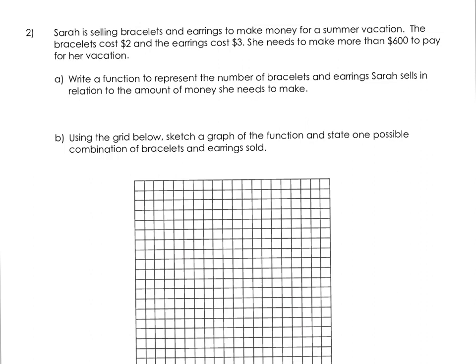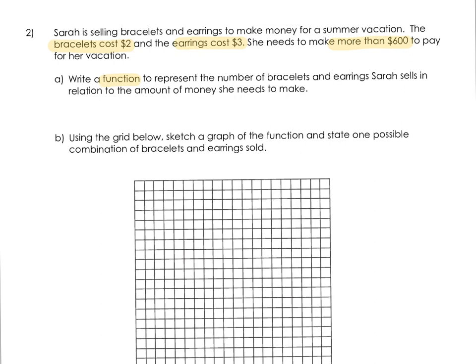The next question says, Sarah is selling bracelets and earrings to make money for a summer vacation. The bracelets cost $2 and the earrings cost $3. She needs to make more than $600 to pay for her vacation. Write a function to represent the number of bracelets and earrings Sarah sells in relation to the amount of money she needs to make. Well, this time they didn't tell me that I needed to write an inequality. So I had to use the words in there to identify that I needed an inequality. Since she needs to make more than, that means that she could make exactly 600 or she can make more than the 600. So this is what tells me I need an inequality.